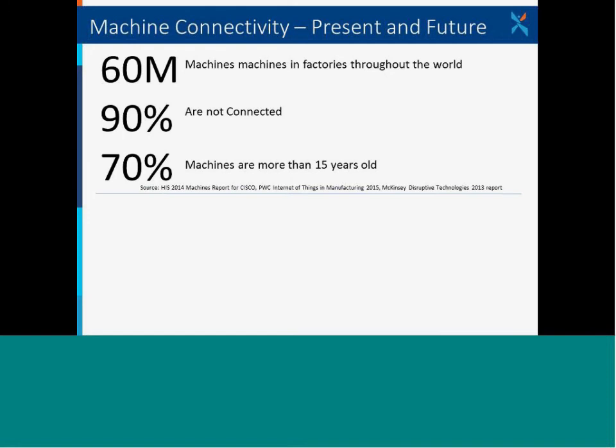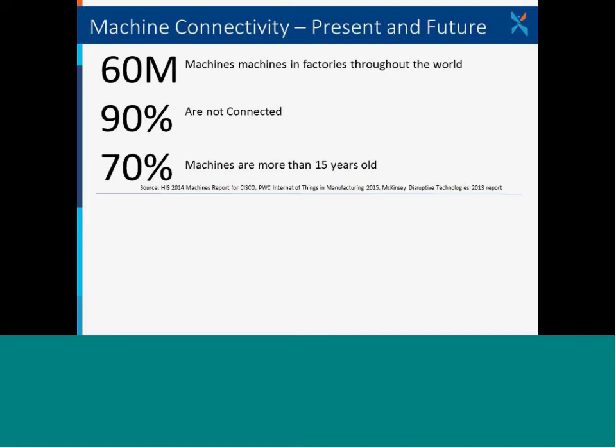But there are challenges, because if you really look at the machine and equipment world, there are about 60 million of them right now working in various factories of the world. 90% of them are not connected. This was a recent survey done, and that's a bigger challenge. And an even bigger challenge is that 70% of these machines are older machines, and they're not enabled to do this. So that's the world we are living in.